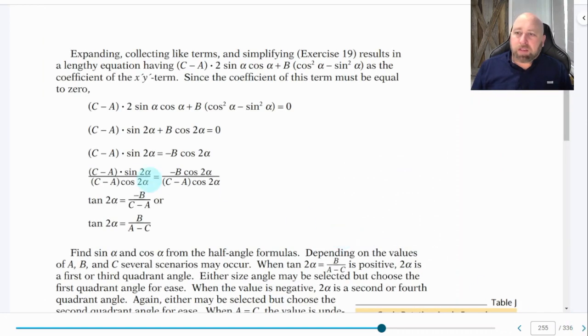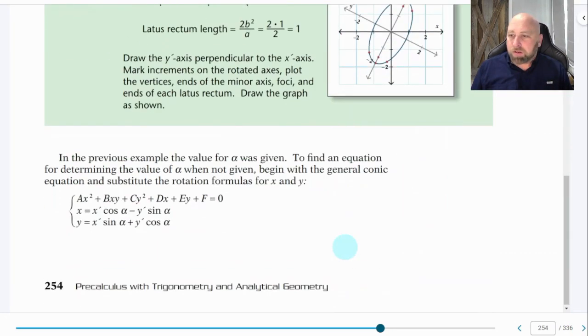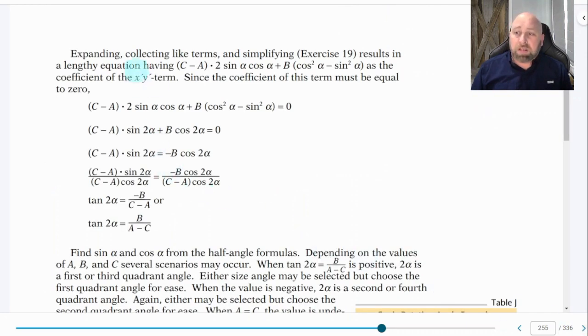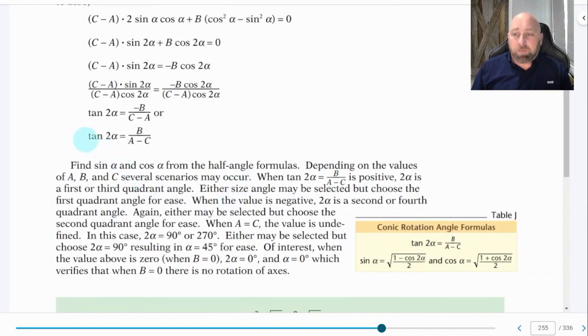All right, look over here on the next page, bottom of that page, 254. A was given in the example we looked at. Now they say, well, what happens if they don't give you A? Well, what we want to do is a kind of system of equations with the general conic equation. We take the general equation, then take our two rotation equations that were in table I, put them together, and we end up with tangent 2A equals B over A minus C.